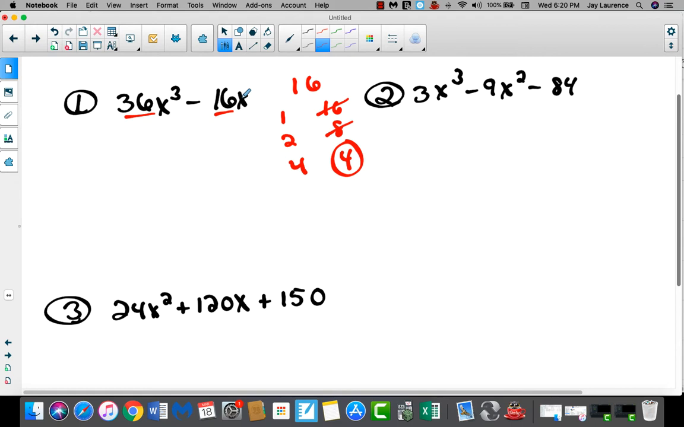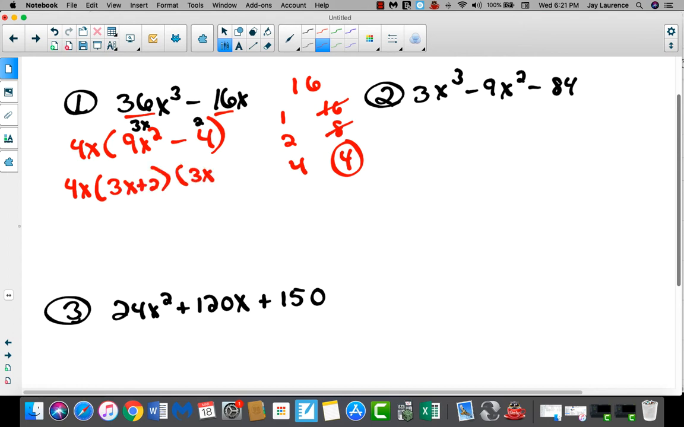The greatest common factor of the x's is x. So I'm going to factor out a 4x, do not throw it away, and then I will have a 9x squared minus a 4. Now, some of you want to stop there, but we're not done. Inside that quantity, there's a binomial. There are 2 terms, and look, it's a perfect square minus a perfect square. So this is 3x, this is 2. This is going to factor as 4x times the quantity 3x plus 2 times the quantity 3x minus 2. And there it is, completely factored.